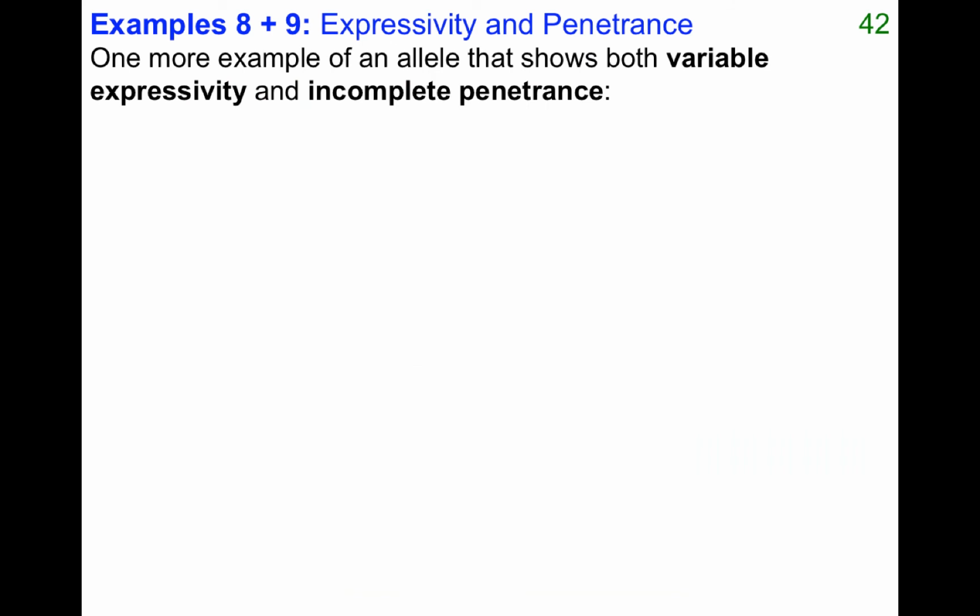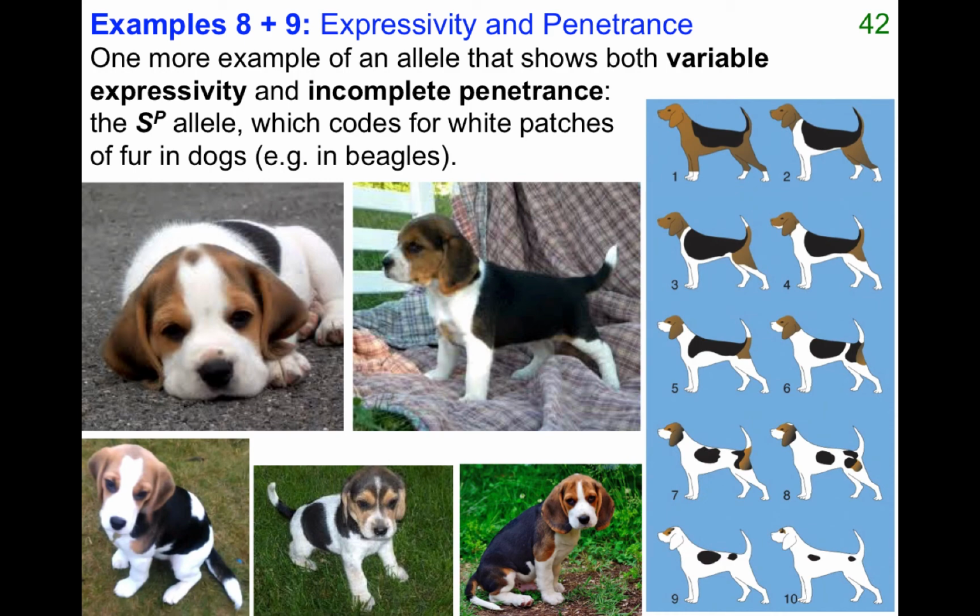Okay, so let's look at one more example of an allele that shows both variable expressivity and incomplete penetrance. The S gene, when you're looking at the P allele, is one that codes for having white patches of fur in dogs. So if you have this allele, you would have white patches for beagles. But if you look over here, you can see that the amount of white patches varies a lot, and in some individuals there'd be no white patches at all. So this shows variable expressivity in terms of how much whiteness is there, from a little bit just at the feet to most of the dog being white, but also incomplete penetrance, in that some of these individuals would have no white patches at all.